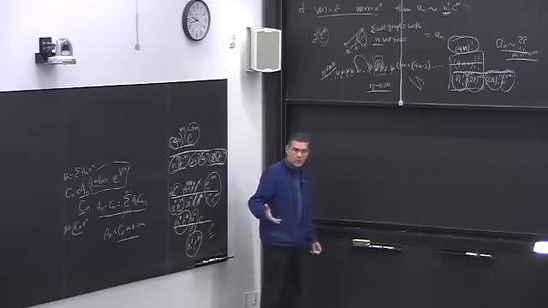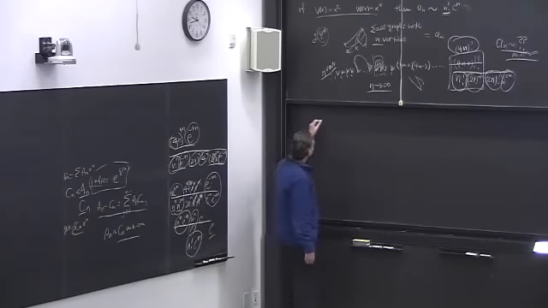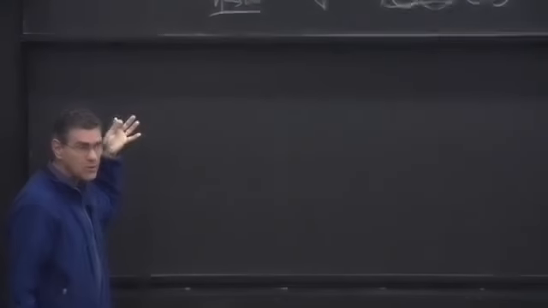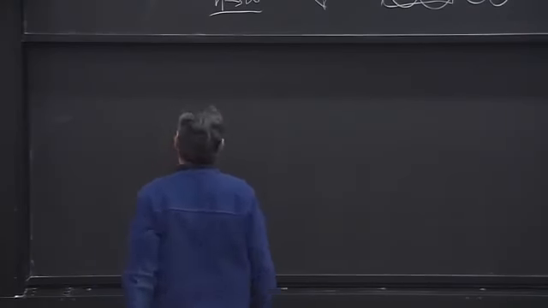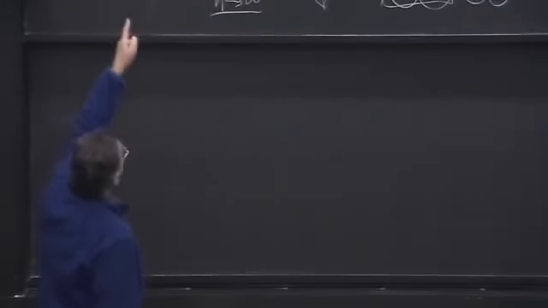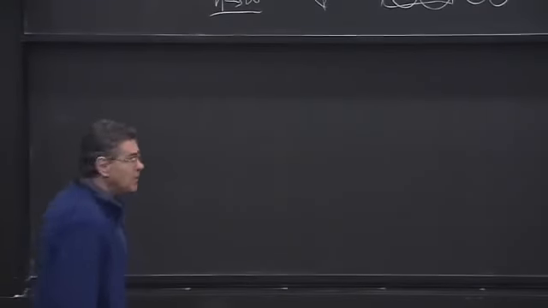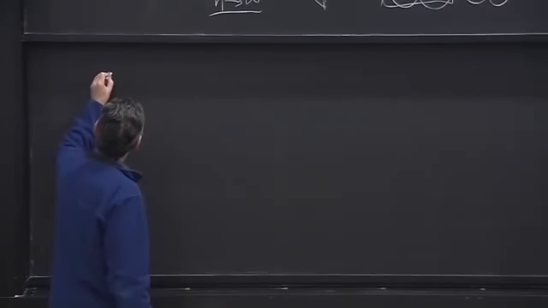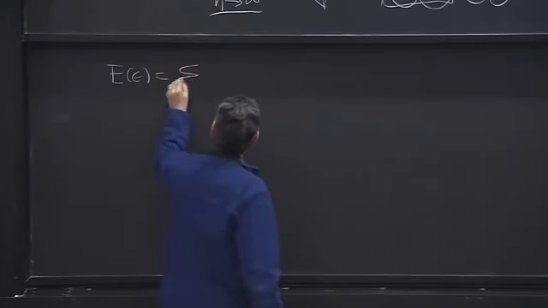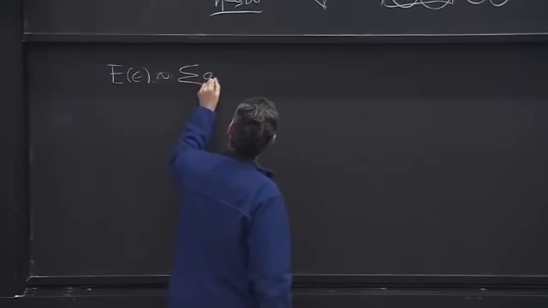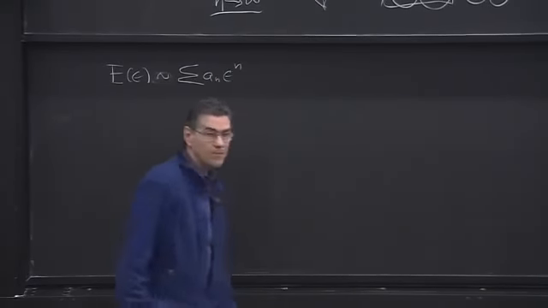So, how would you go about doing it? Just to make things simple, we're imagining just that Schrodinger equation up there, and we are calculating this function: E of epsilon is asymptotic to the sum of a sub n epsilon to the n.